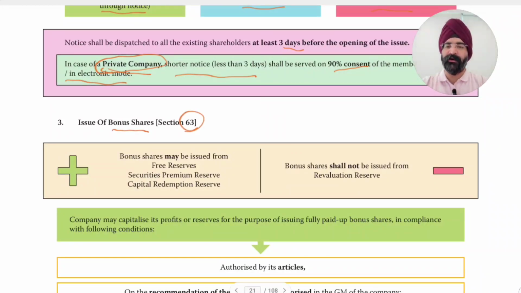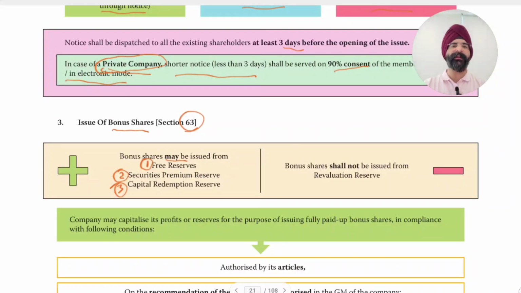Issue of bonus shares, section 63. Now, bonus shares may be issued from free reserves. Number one option we can check is free reserves. Number two option is securities premium reserve. Number three option is capital redemption reserve. So for issuing bonus shares, we have to check whether we have sufficient free reserves which can be converted to bonus shares, whether we have sufficient securities premium reserve which can be converted into bonus shares, and whether we have sufficient capital redemption reserve which can be converted into bonus shares.